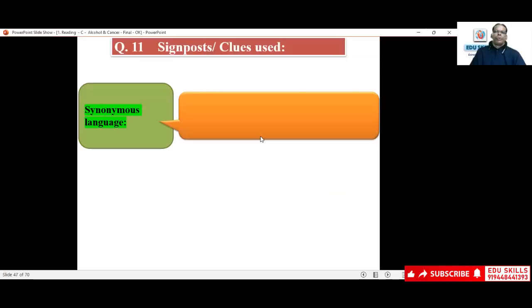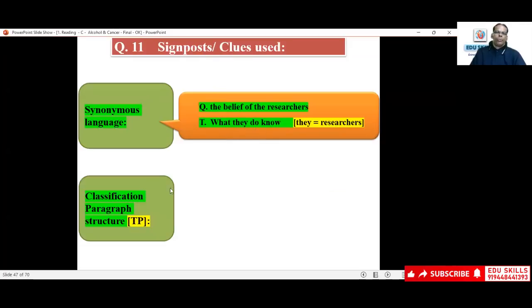Yes. So signposts, what are the signposts being used in this paragraph to locate the answer? Synonymous language. The belief of the researchers, what they do know. They means researchers, there's a reference. So the belief of the researchers, the synonymous language used in the text is what they do know.